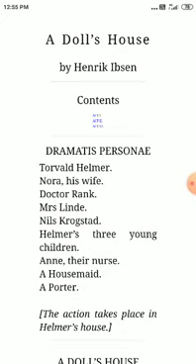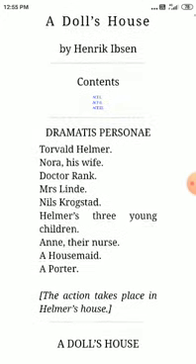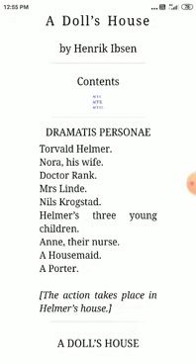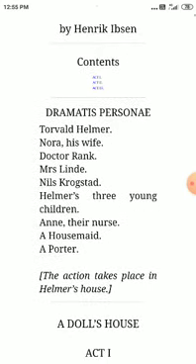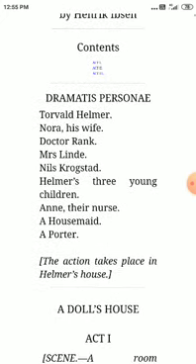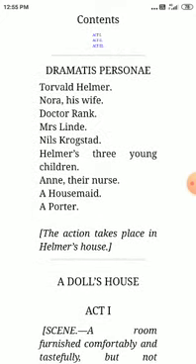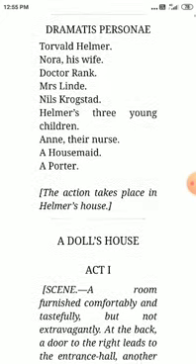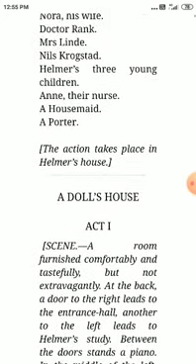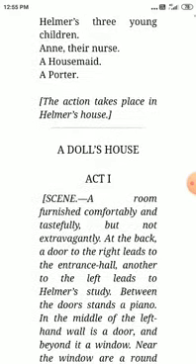We begin with the dramatis personae, that is the characters. Torvald Helmer. Nora is his wife. She is the central character of this play. Then Dr. Rank, who is a family friend of the Helmers. Mrs. Linde, who is Nora's friend. Nils Krogstad. Helmer's three young children, Anne, who is their nurse, a housemaid, and a porter. These are the characters in the play, and the action takes place in Helmer's house.